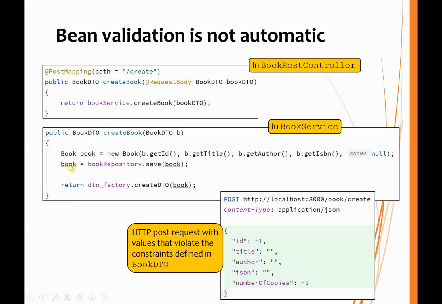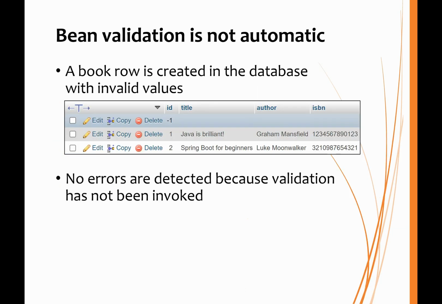That will return a book entity, which we convert back into a bookDTO via the factory method createDTO. So that bookDTO will go back to the createBook method and then is returned to the client. And here we can see a request of type post that passes in a JSON string, the fields of which contain invalid values. But the validation hasn't been done because these invalid values have now been inserted into the database. So no errors were detected because validation has not been invoked.